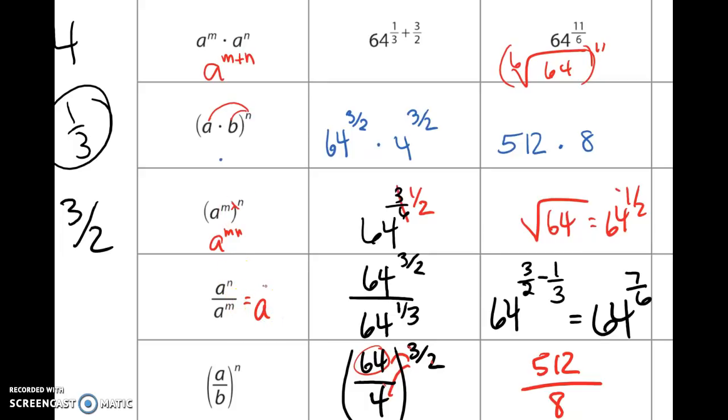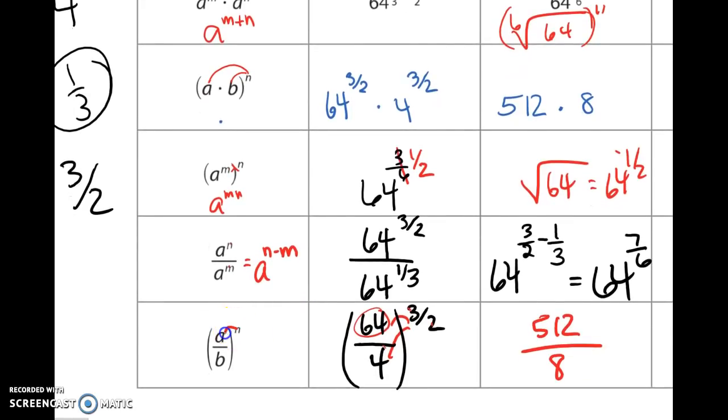Here we would get a to the power of n minus m, because you can subtract the exponents when you're dividing the bases. And here we would distribute this to both and get a to the power of n over a to the power of m. So that's how you use those properties.